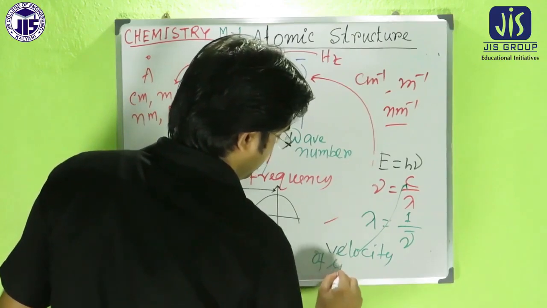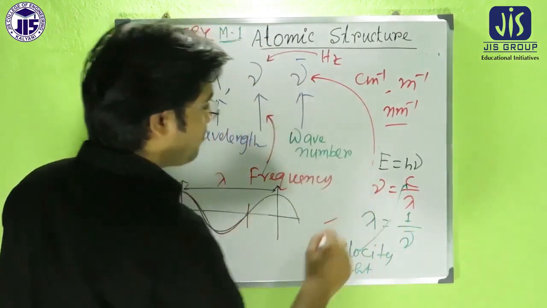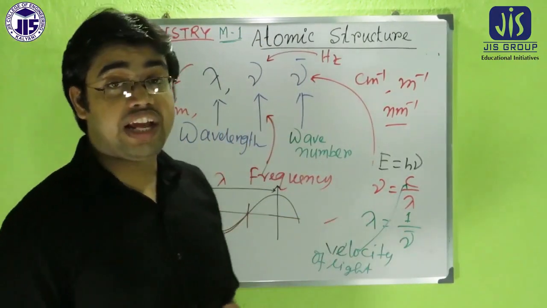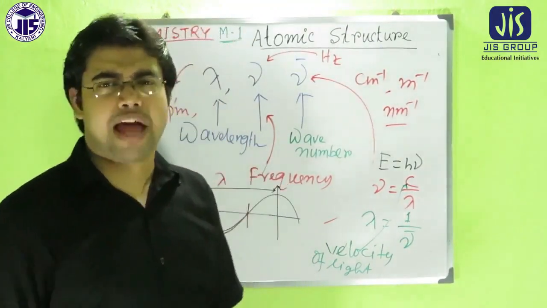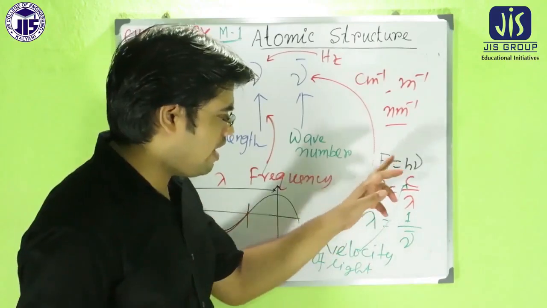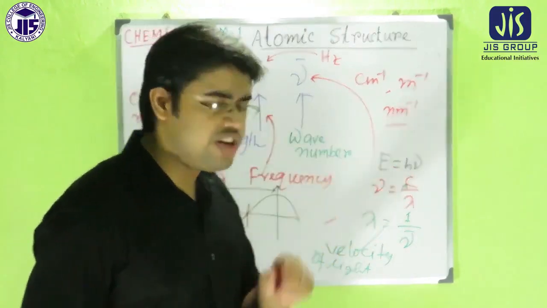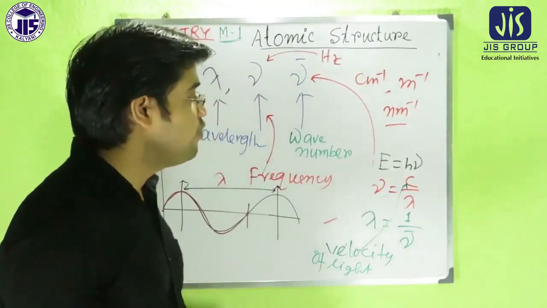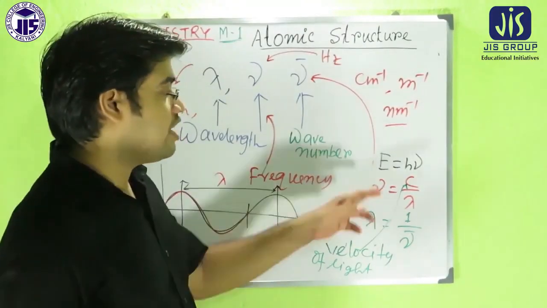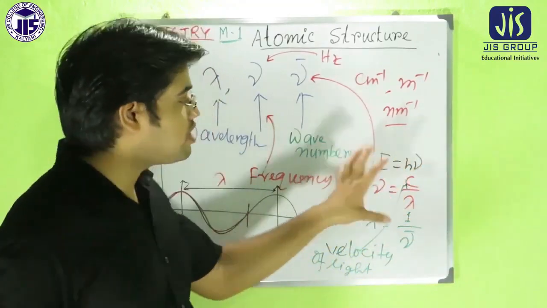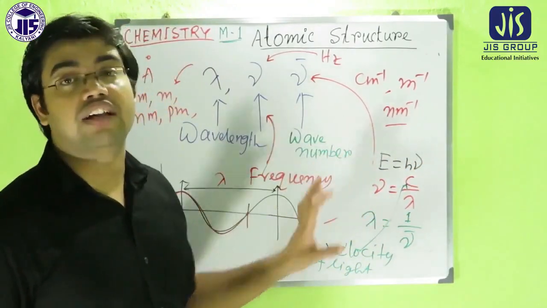Velocity of light. Okay. So by these three equations we can interrelate them with each other. That means if we know any one parameter, like lambda, frequency, or nu bar, we can convert one value to another by these three equations. So these three equations are very important to relate each other.